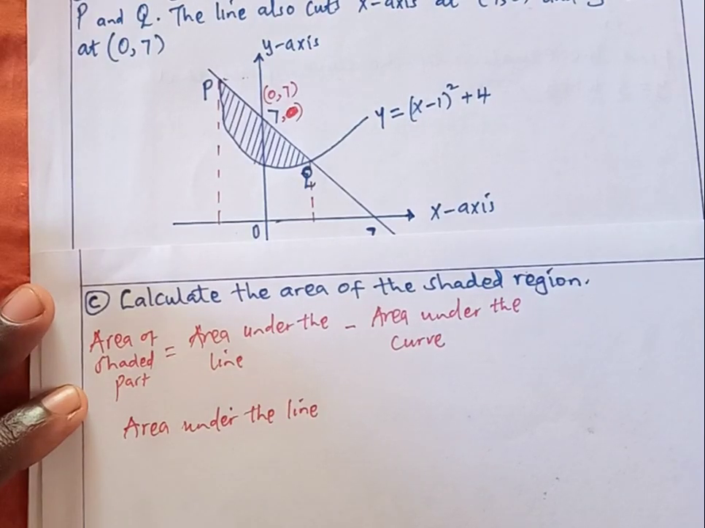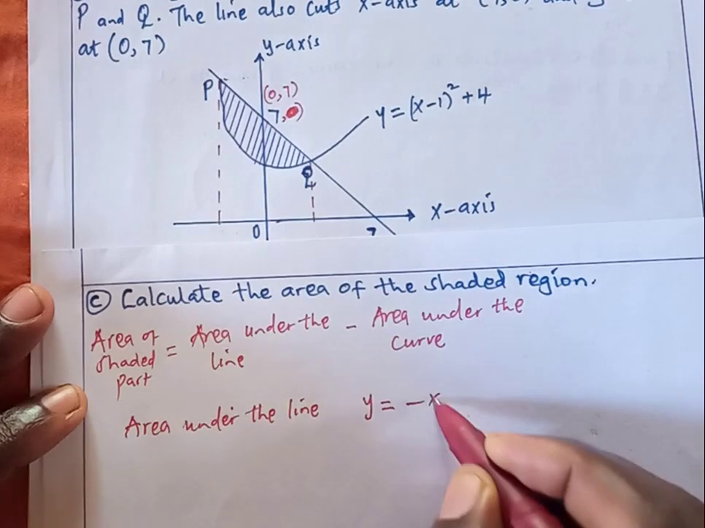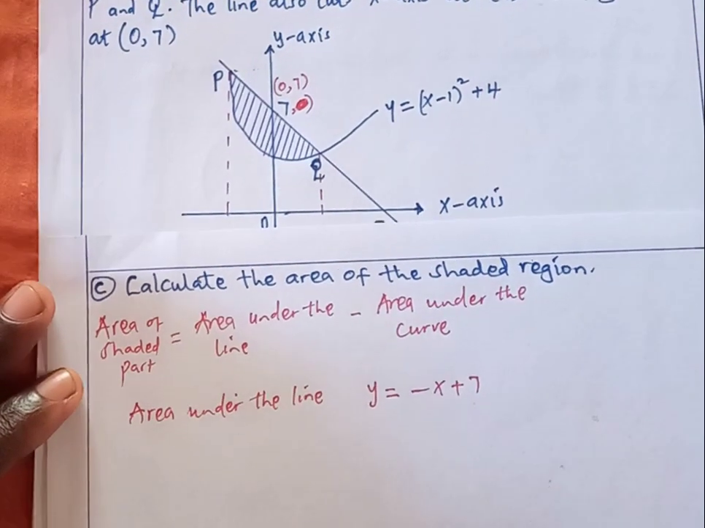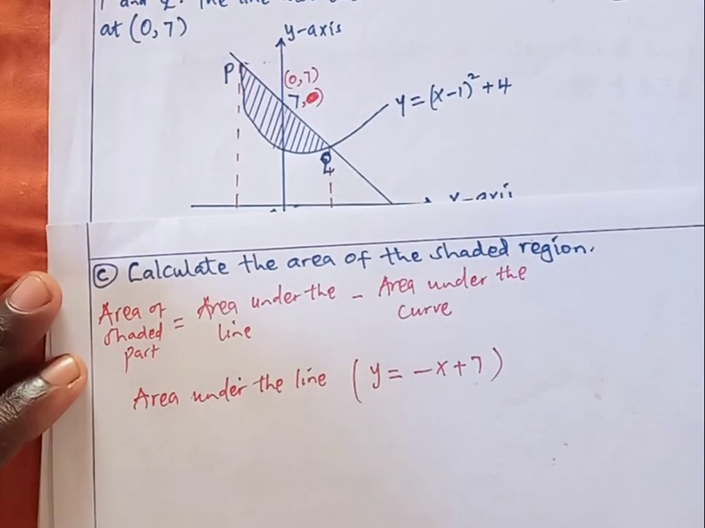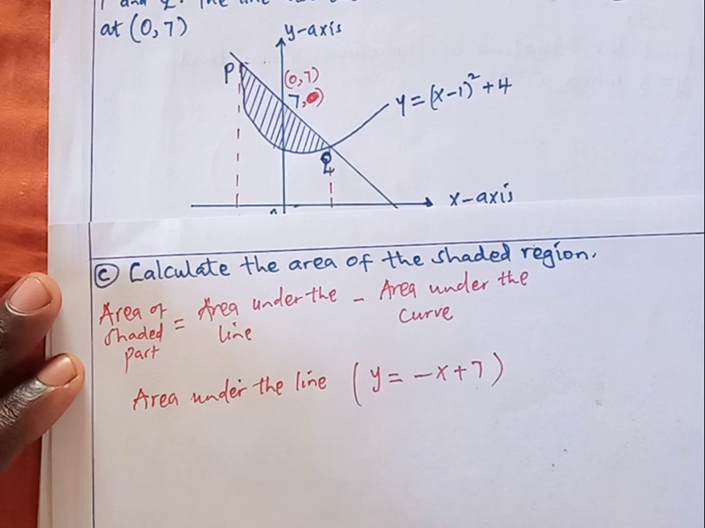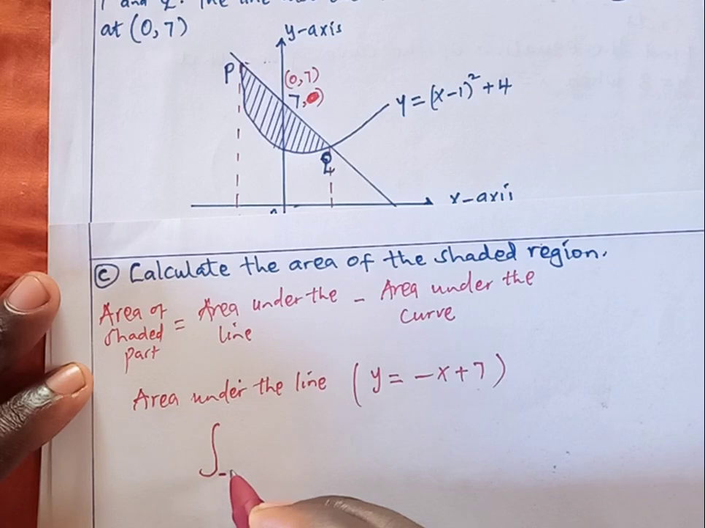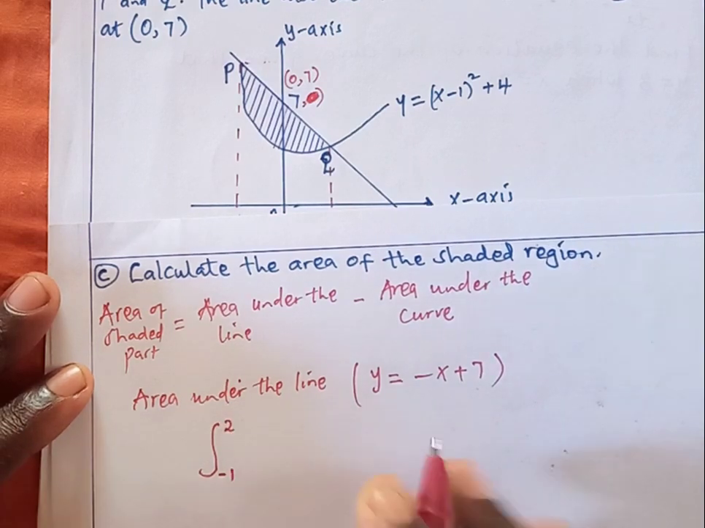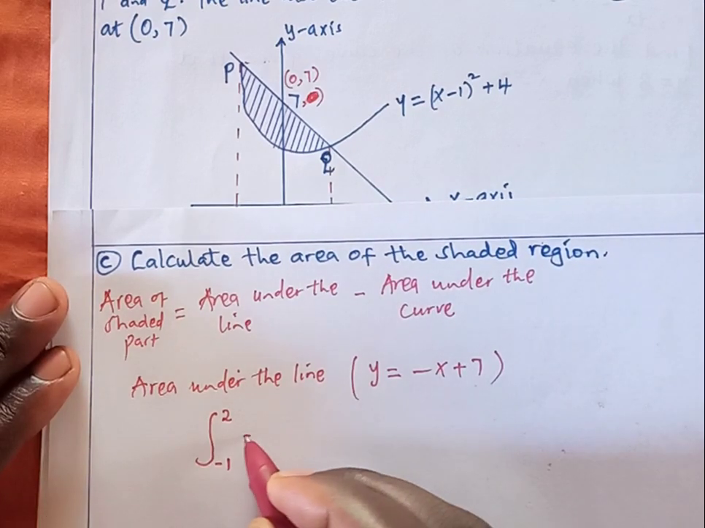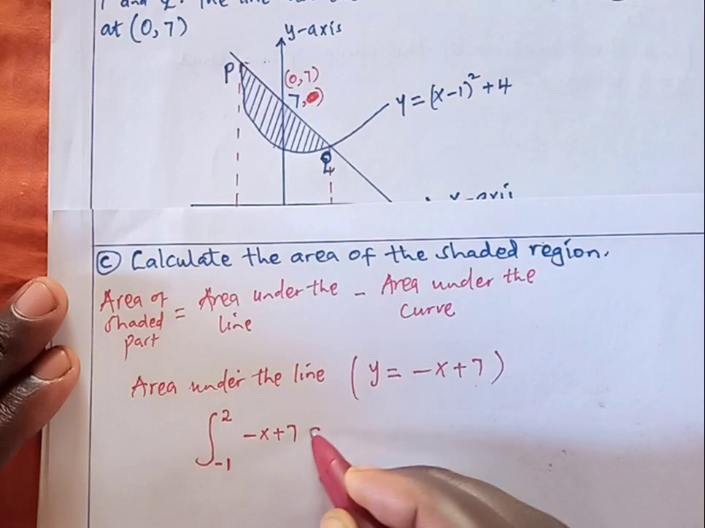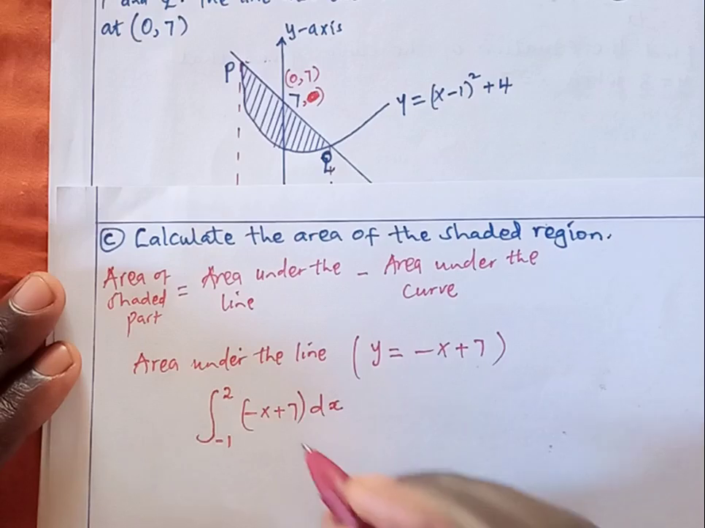The equation for this line is in fact y equals negative x plus 7. We need to remember that very well. This is the equation of the line. Now for us to get the area, we'll have to integrate this equation from -1 up to +2, those values that we obtained. We are going to integrate with respect to x.